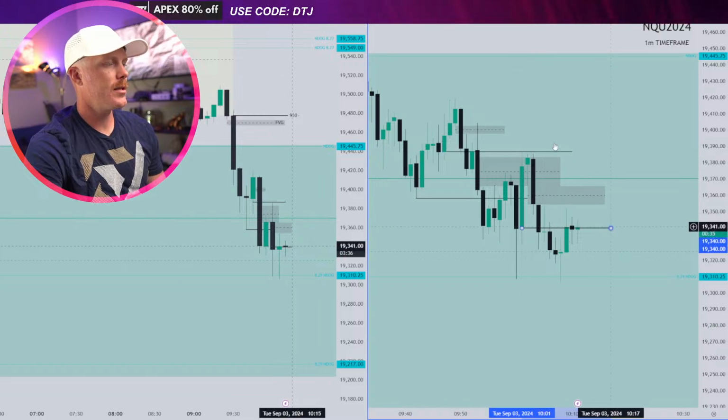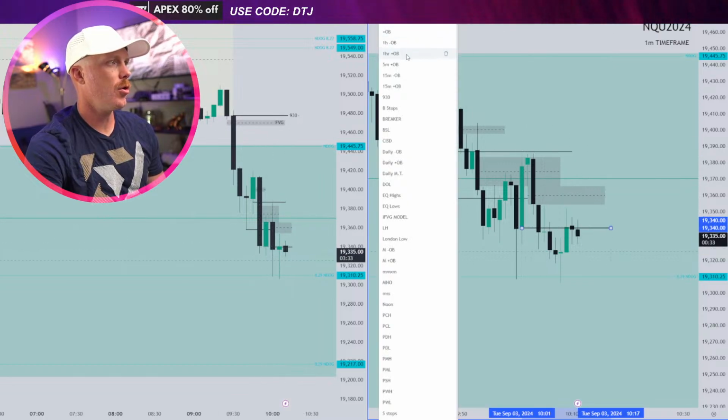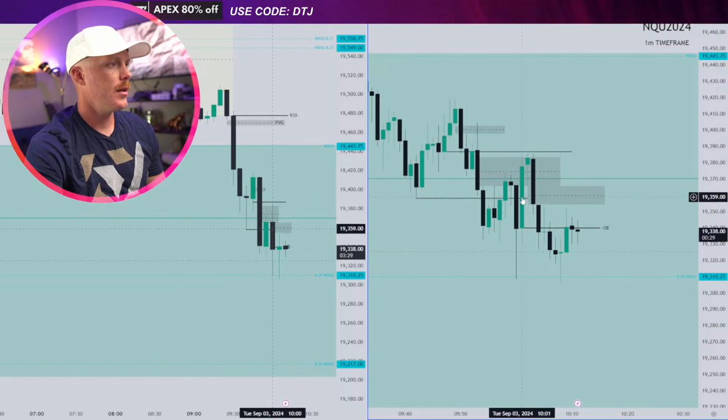Okay, if we break this OB, this is a bearish OB. Next thing I'm watching is the midpoint of this OB, the mean threshold. It overlaps with this fair value gap right here.